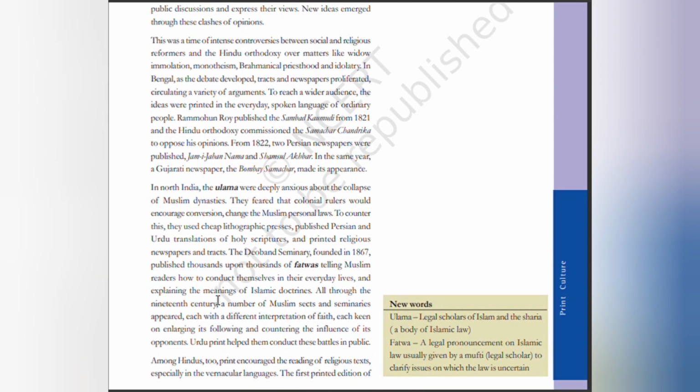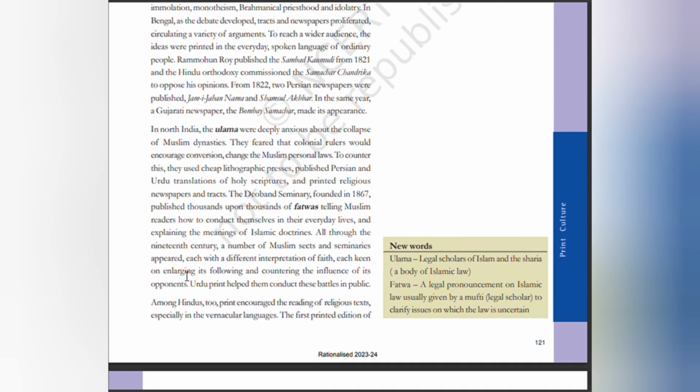All through the 19th century, a number of Muslim sects and seminaries appeared, each with a different interpretation of faith, each keen on enlarging its following and countering the influence of its opponents. Urdu print helped them conduct these battles in public.